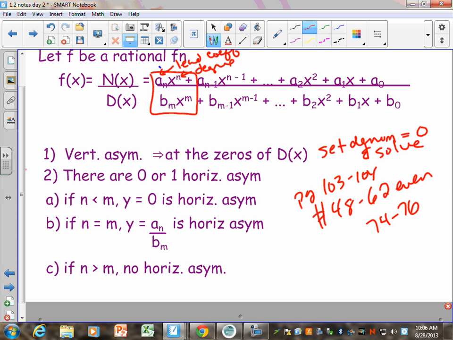You shouldn't have to graph to find your asymptote. I know we're not going to get it, but again, we'll pick this up tomorrow.